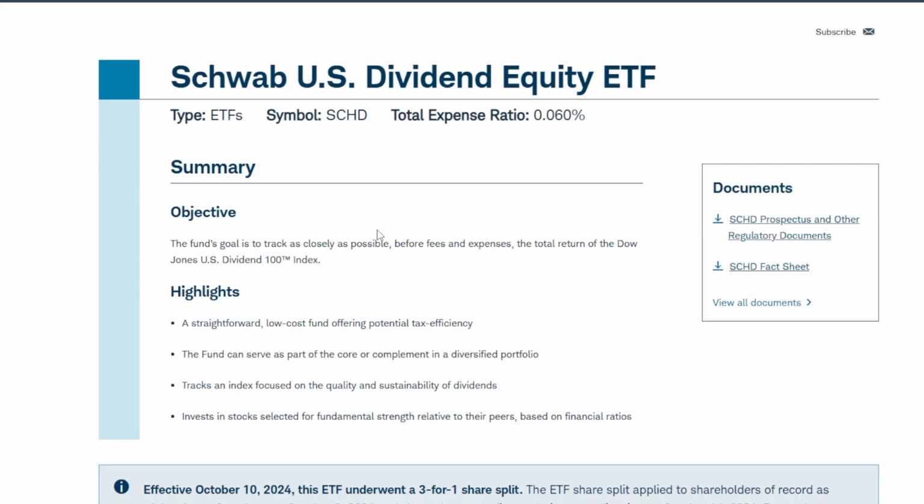Now, the objective for SCHD, this is the important part, and the objective for any ETF is very important. You're going to want to understand the objective for any ETF before you buy a single share of it, to figure out whether or not it matches what you're looking for. The objective of SCHD is to track as closely as possible, before fees and expenses, the total return of the Dow Jones US Dividend 100 Index.